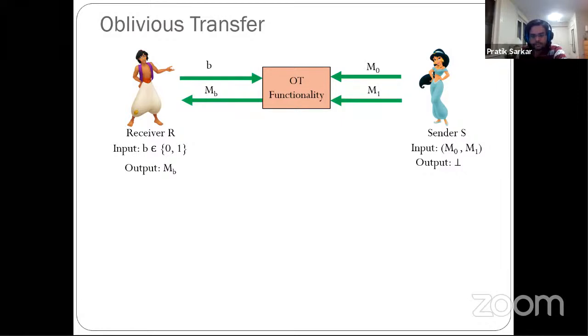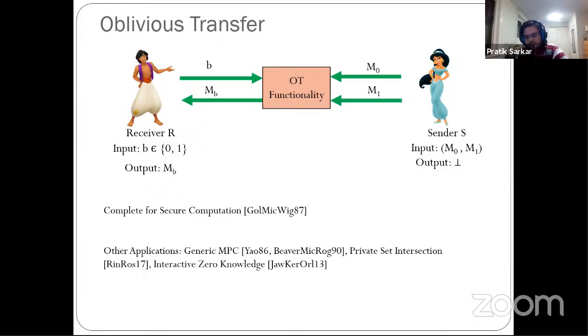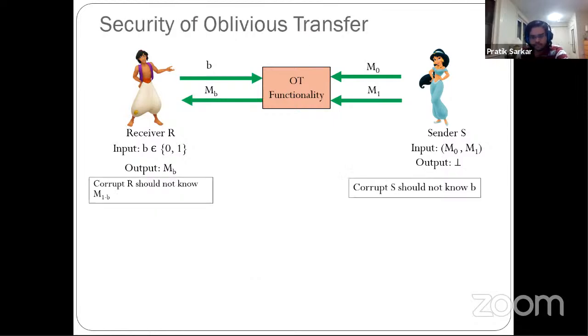Oblivious transfer is a two-party primitive. There is a receiver who has an input choice bit B, and there is a sender who has two messages, M0 and M1. The receiver gets MB as output. This is a fundamental primitive since OT is known to be complete for MPC, and it has widespread applications in generic MPC, private set intersection, and zero knowledge. OT security ensures that a corrupt receiver should not know the other message M1 minus B, and a corrupt sender should not know the choice bit B.